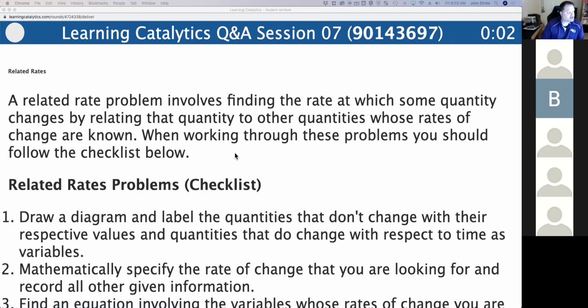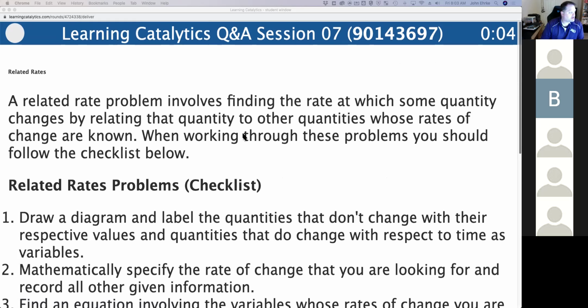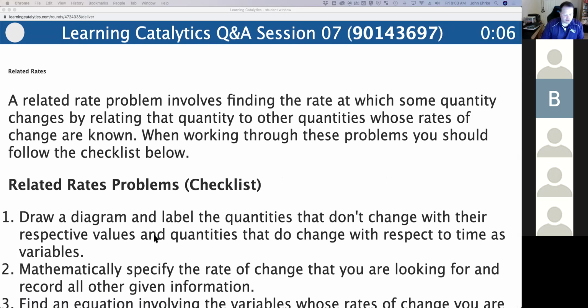reminder, if you've already seen the video. The reminder is what a related rates problem looks like in terms of the 5 steps that are involved. As we go through the problems today, I'm going to continue to use the same 5 steps that you would have seen in the video on Wednesday.